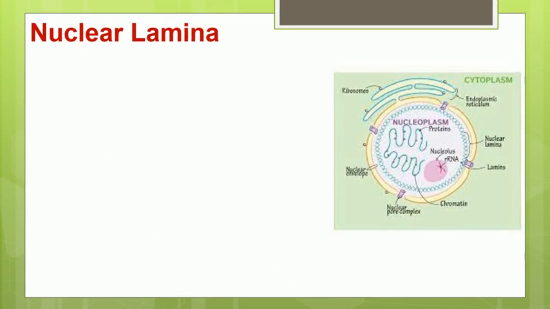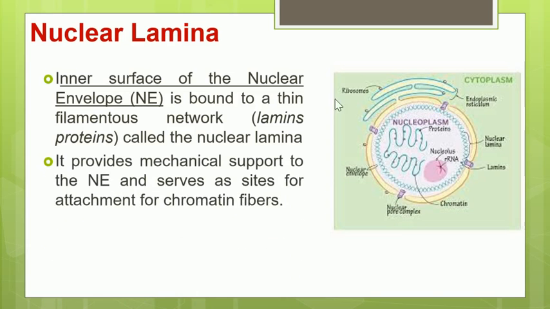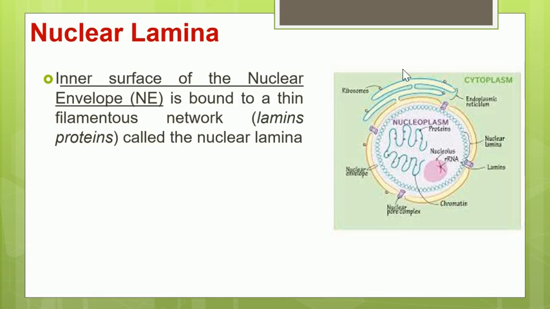Now if you see in this picture, you can see inside the nuclear envelope you will find a layer that is shown with a green color, that is called as a nuclear lamina. The inner surface of the nuclear envelope is basically bound with this filamentous network made up of lamin proteins called as a nuclear lamina.